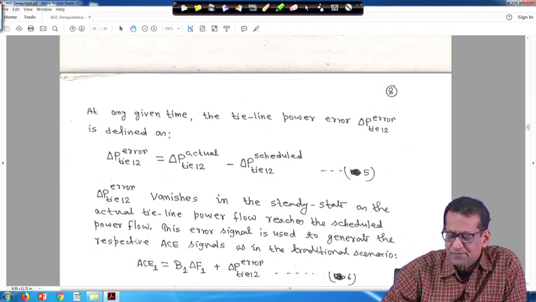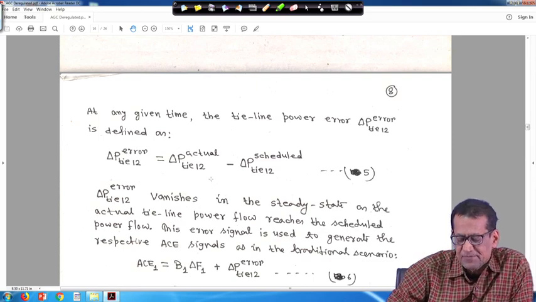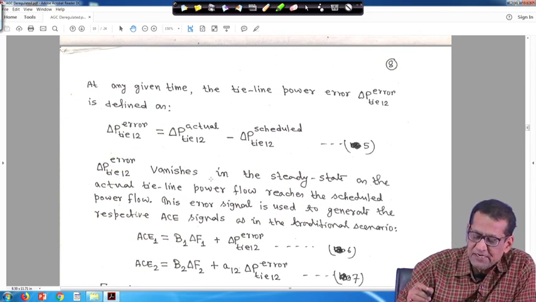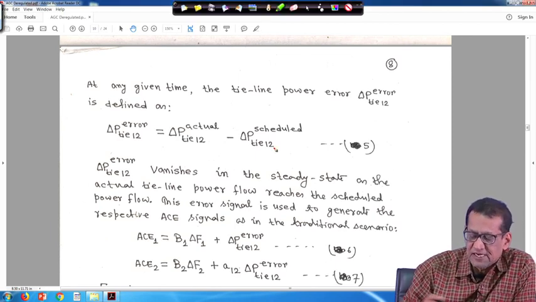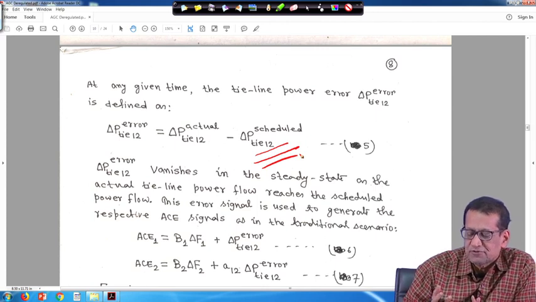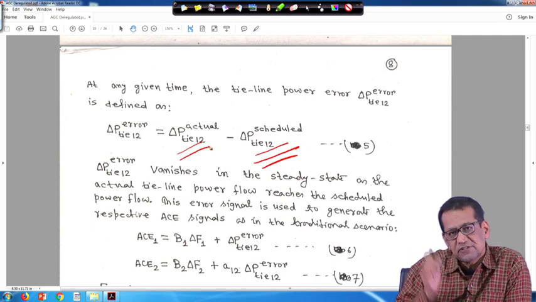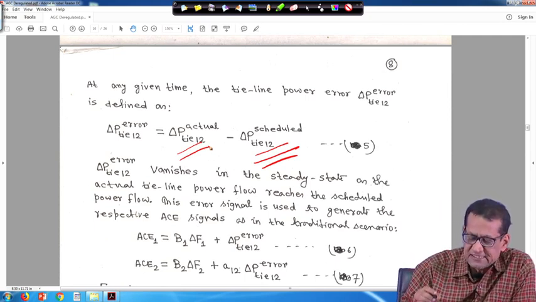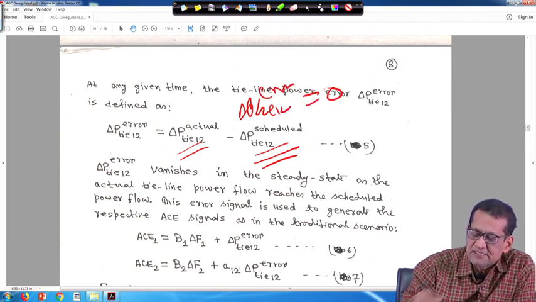The tie line power error, delta P tie error, can be defined as delta P tie 1-2 actual minus delta P tie 1-2 schedule. This scheduled power is known, because we know how much power will flow, and the actual one will come through your simulation. So, at steady state, that delta P tie 1-2 error has to be 0.